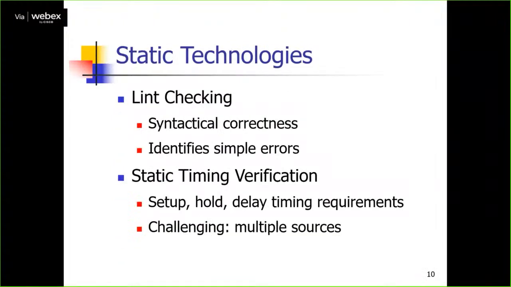In static technologies, we have two varieties. One is lint checking. The second one is timing verification. In lint checking, we see the correctness of your logical expression. You write y equals a and b. How well, syntactically, a and b correctly map to y is checked here as lint checking. It is not compiler checking. It is a functional appearance checking.